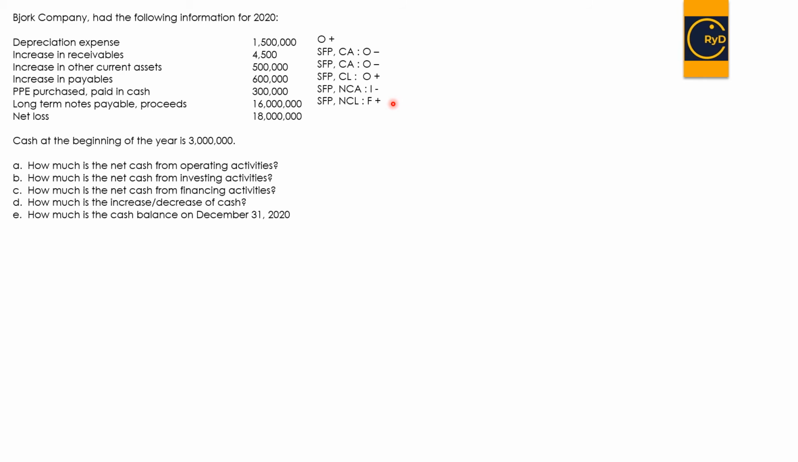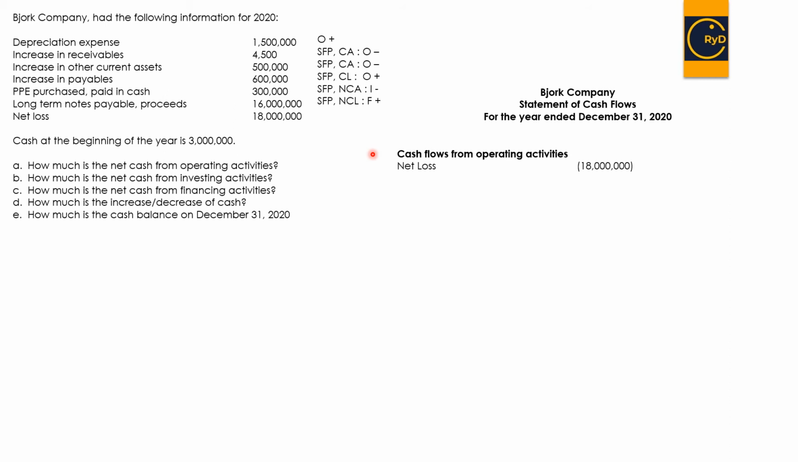So since we have already analyzed the kind of activity, we can then proceed in creating our SFS statement of cash flow. So here we will start with our heading, Your Company Statement of Cash Flows for the year ended December 31, 2020. So for our operating activities, we start with our net loss at negative 18 million.